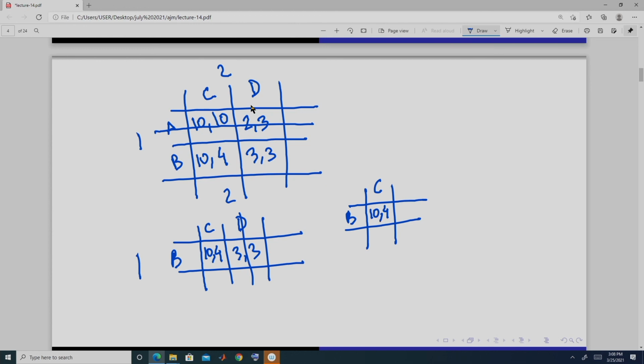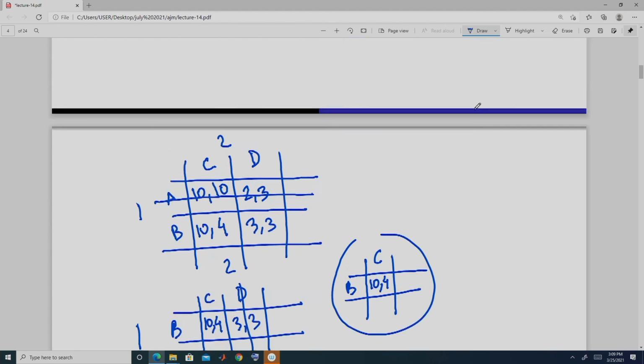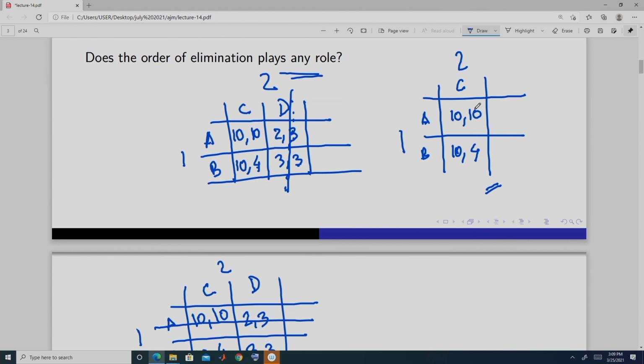So, if we start from the elimination of the strategies of player 1, then we get a precise outcome, and that is player 1 chooses B and player 2 chooses C. But if we start the elimination process from the strategy sets or action sets of player 2, we remove this first and then we end up in this situation and then we cannot remove.